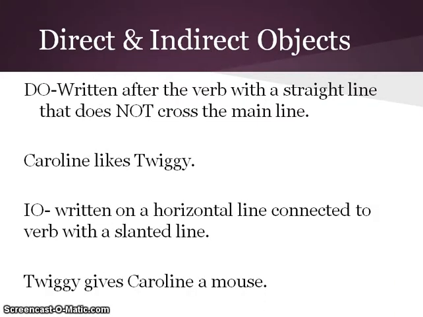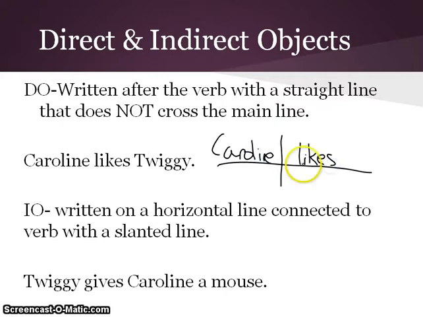When we look at direct or indirect objects, they're kind of like predicate nominatives or predicate adjectives, except instead of slanting, the line stays straight and does not cross it. So with a direct object, you still have that basic diagram. Caroline likes, and in this case, she likes who or what? She likes Twiggy. So we get a straight line, and then we put the direct object following the verb after that straight line.